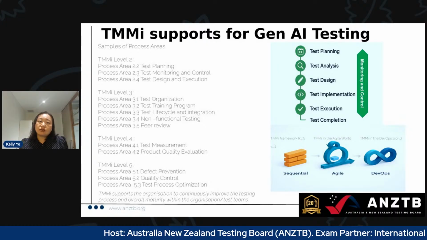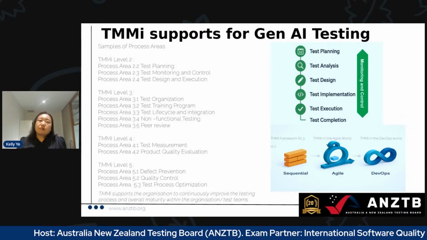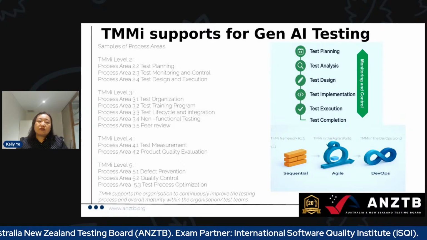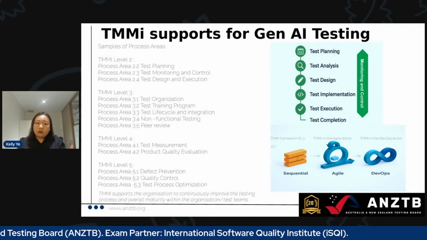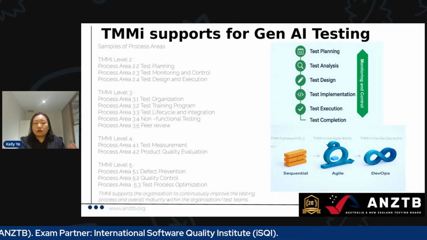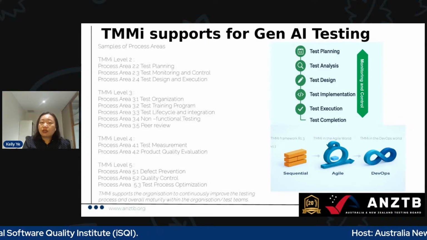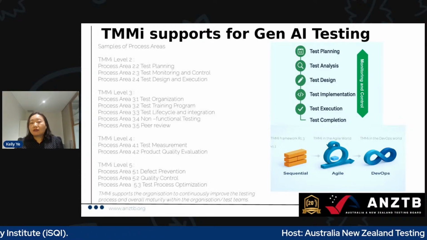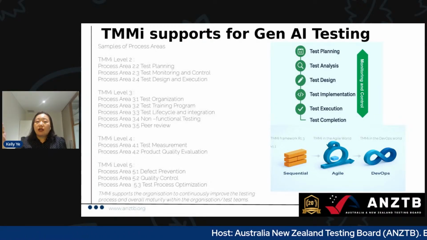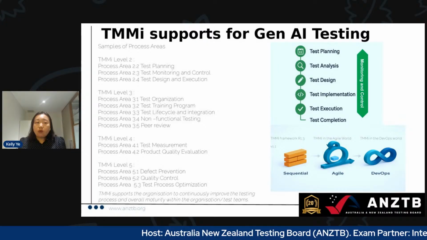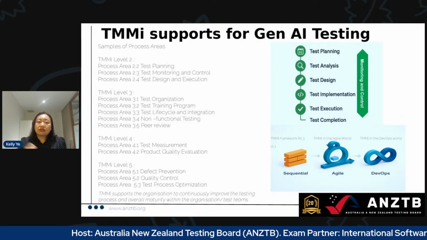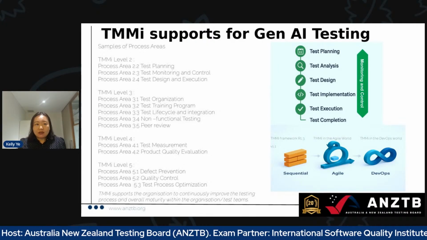Some organizations only do the UAT. Some organizations just do the final check. That all has benefit if you want to use generative AI tools, and no matter which SDLC you are following. So TMMi has sequential, agile and DevOps. They all suit different types of SDLC.